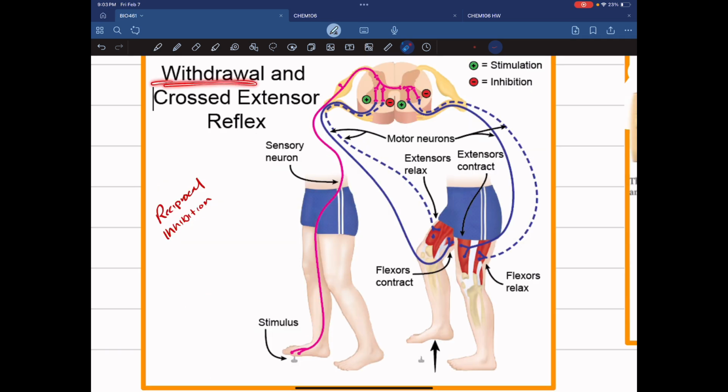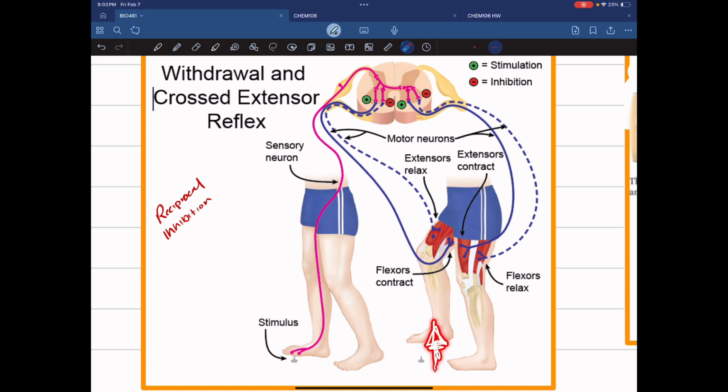So lastly, we're going to look at a withdrawal reflex. A good example of this is stepping on a nail or stepping on a Lego or slipping on ice. Basically, the same thing's going to happen. The idea here is that when we have a stimulus, it's going to go up to our spinal column again, and both sides of the body are going to work with each other here. So this right side of this person's foot is going to want to come up.